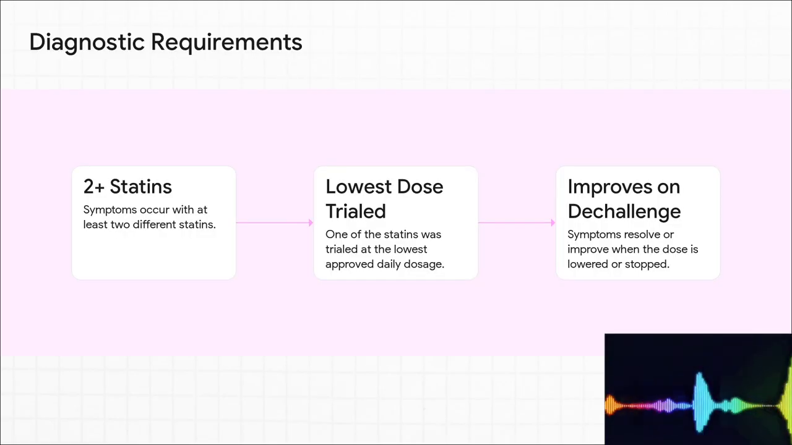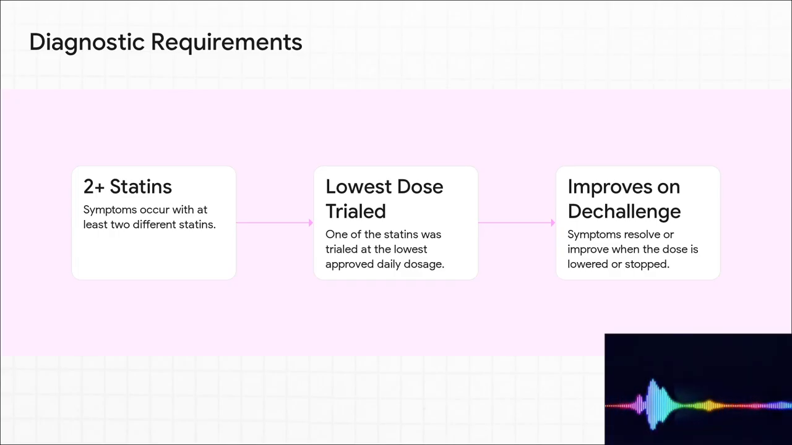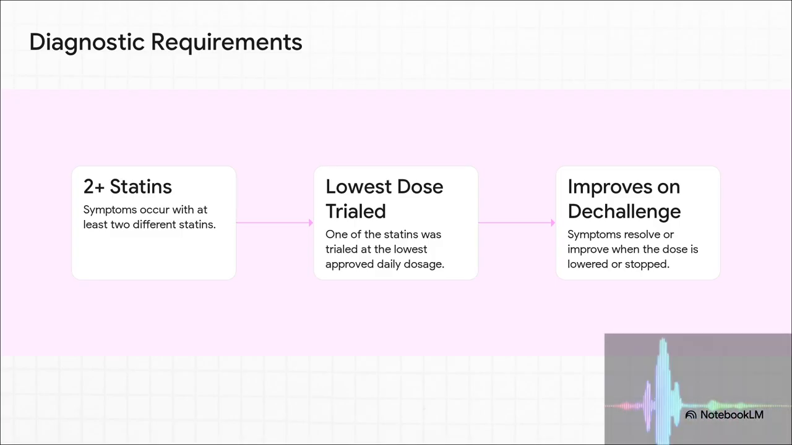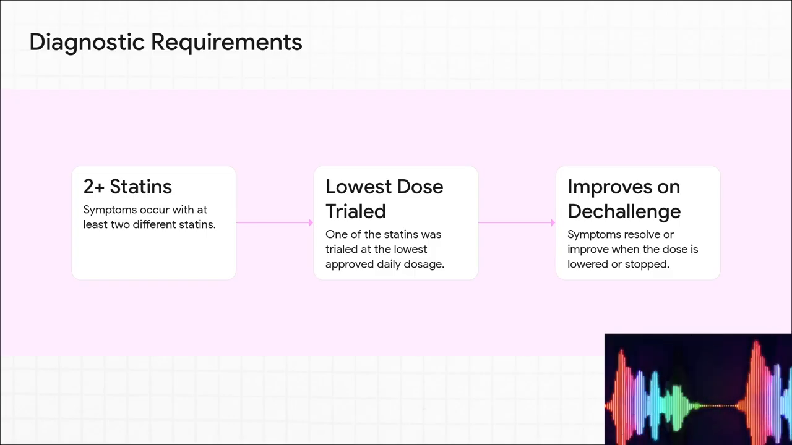But, and this is a big but, to actually make that diagnosis official, there are a few boxes you have to check. It's not just about one bad experience with one drug. The real definition needs the symptoms to happen with at least 2 different statins, and one of them has to be at the lowest possible dose. And of course, the symptoms have to get better when you stop. This framework is key to separating true intolerance from everything else.